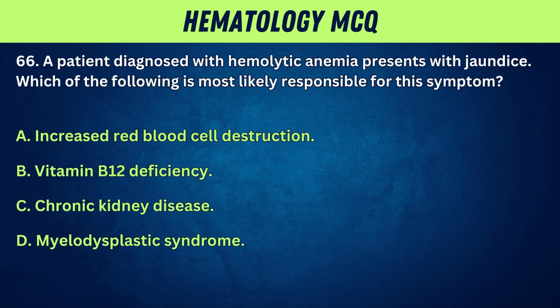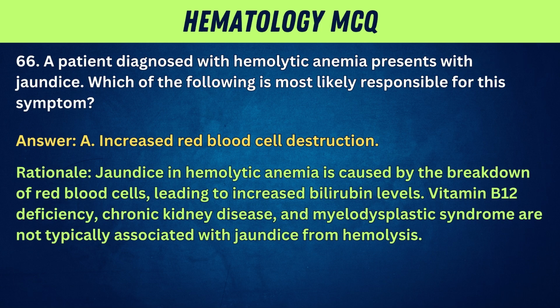66. A patient diagnosed with hemolytic anemia presents with jaundice. Which of the following is most likely responsible for this symptom? A. Increased red blood cell destruction. B. Vitamin B12 deficiency. C. Chronic kidney disease. D. Myelodysplastic syndrome. Answer: A. Increased red blood cell destruction.